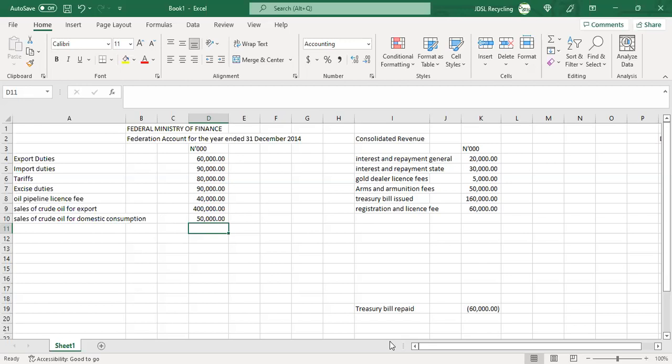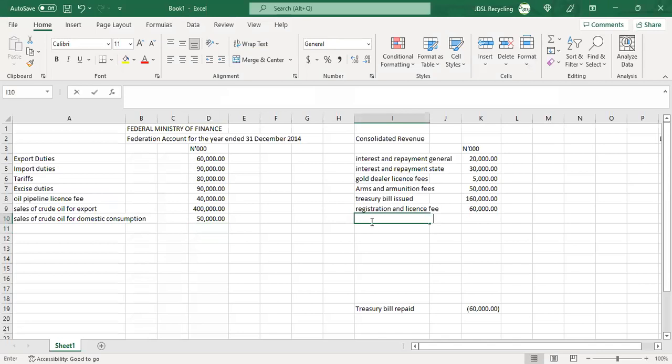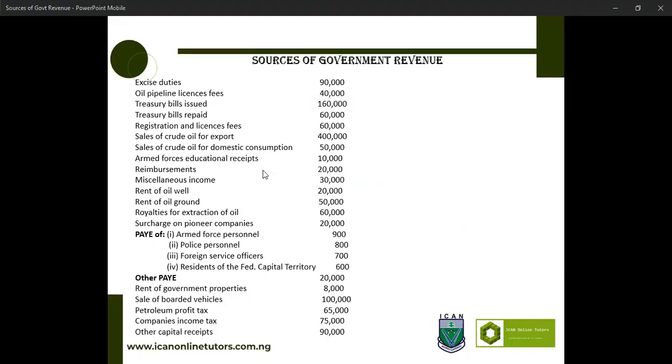Next. Armed forces educational receipts. CRF. Receipts, inflow, no expenses. Value, $10,000. Okay. Reimbursement. Miscellaneous income. CRF.